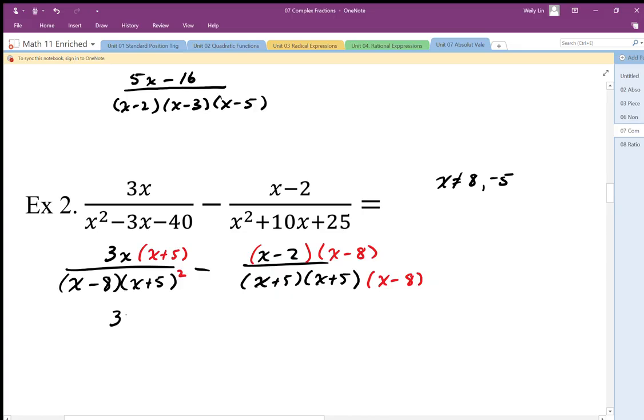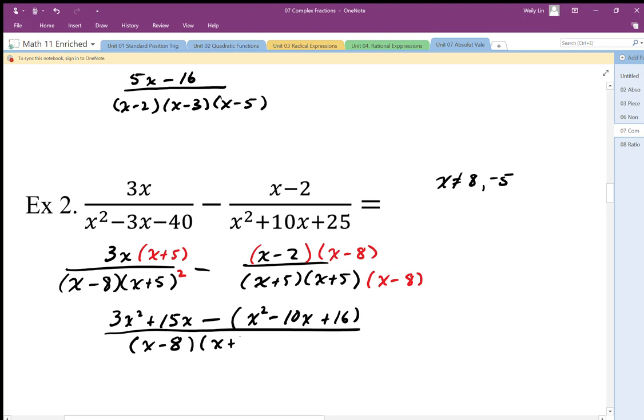So here I get 3x squared plus 15x minus, this is where the brackets are really handy. I need to make sure I minus everything I get when I expand this out. So it's really important to keep track of your pluses and minuses. Here I get x squared minus 10x plus 16. And that's all over my common denominator of x minus 8, x plus 5 times x plus 5, or x plus 5 squared.